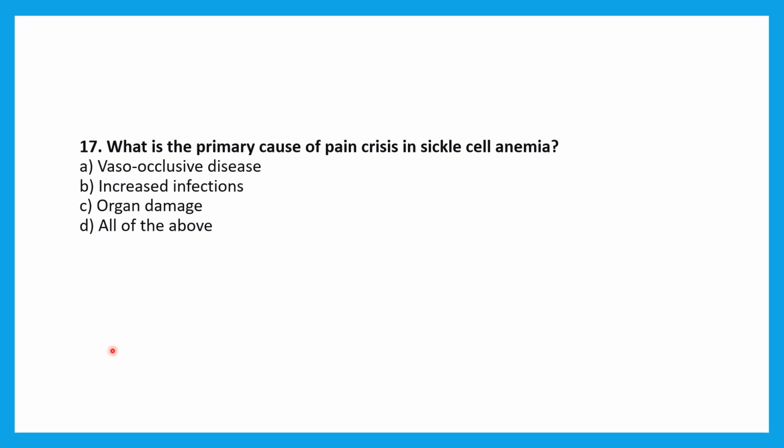Therefore, the best answer that we pick for question number 17 is vaso-occlusive disease. As we've said, there is ischemic pain due to vaso-occlusion, the blocking of the small blood vessels, and this is the primary mechanism of a pain crisis. So we pick A to be the correct answer. We go to question number 18.